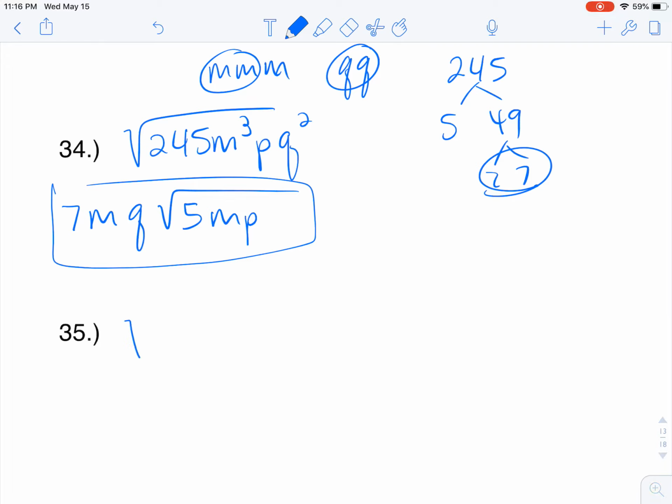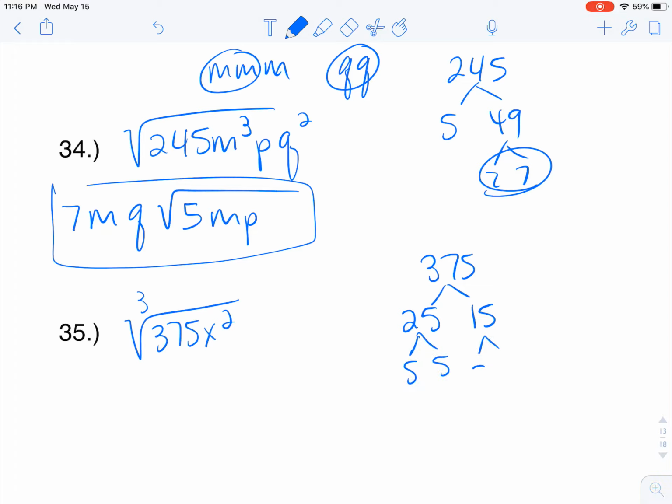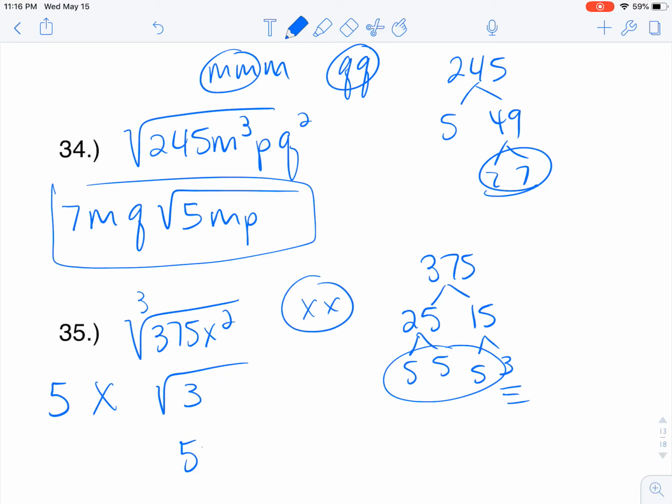All right, last one, cube root of 375 x squared. Again, this ends in 75, so think quarters. It would take 15 quarters to make $3.75. Break this up. I'm looking for groups of 3. So 5 on the outside, leftovers on the inside. X squared, I got one pair. I'll write this a little better: 5x square root of 3.